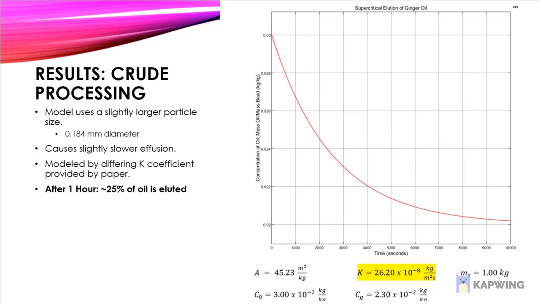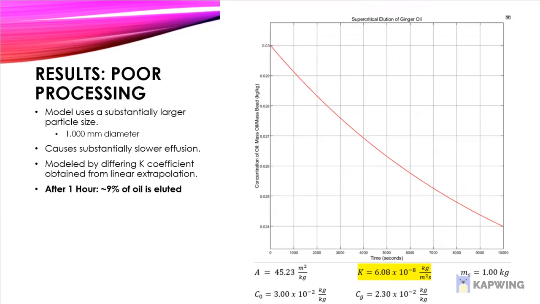Now the paper also experimented with a slightly larger size of 0.184 millimeters, and they found that this slightly decreased K, the transfer coefficient, from 28 to 26 times 10 to the negative 8th. And so we can see that with a slightly larger particle and a slightly lower diffusion coefficient, after about an hour, about 25% of the oil is eluted. Now this isn't very substantial, but it is significant.